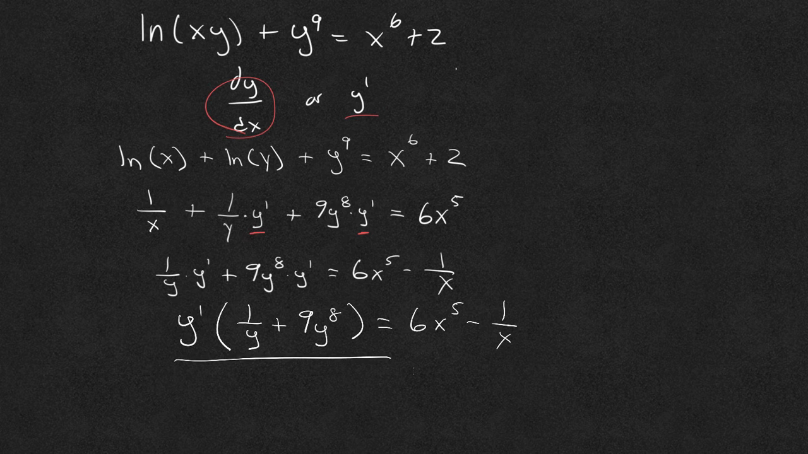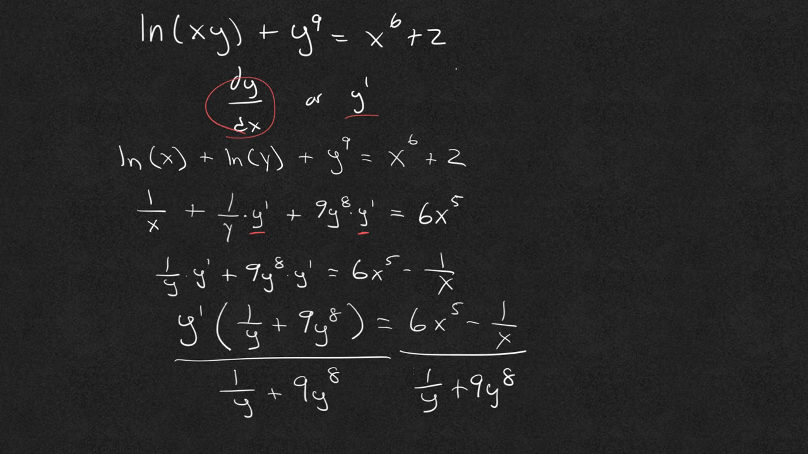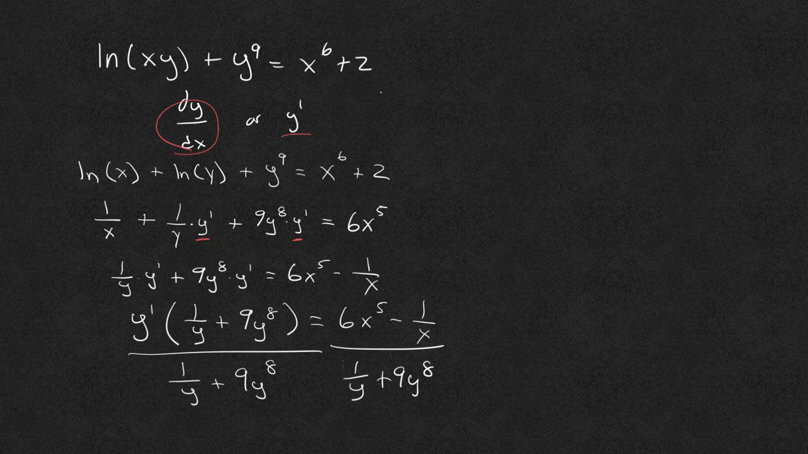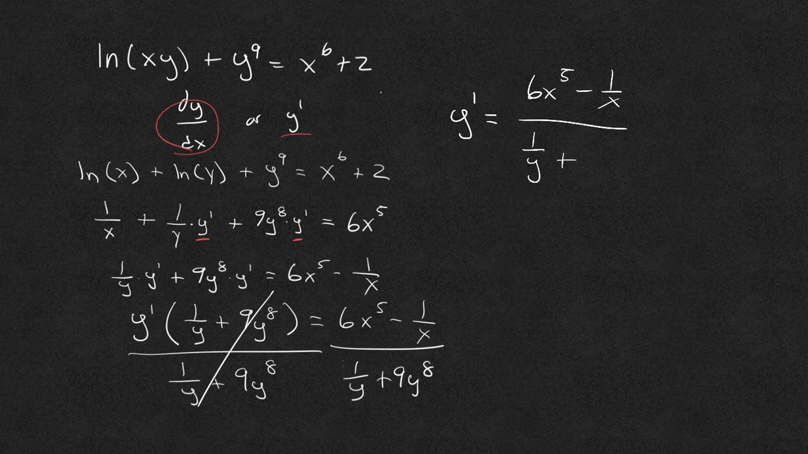And I'm going to divide both sides by 1 over y plus 9y raised to the 8th. So this side is 1 over y plus 9y raised to the 8th. Again, I'm going to make this just a little smaller so I can get everything here. And what we have is y prime equal to, right, this stuff's going to cancel. So we're going to have in the numerator 6x to the 5th minus 1 over x. And then we have 1 over y plus 9y raised to the 8th.